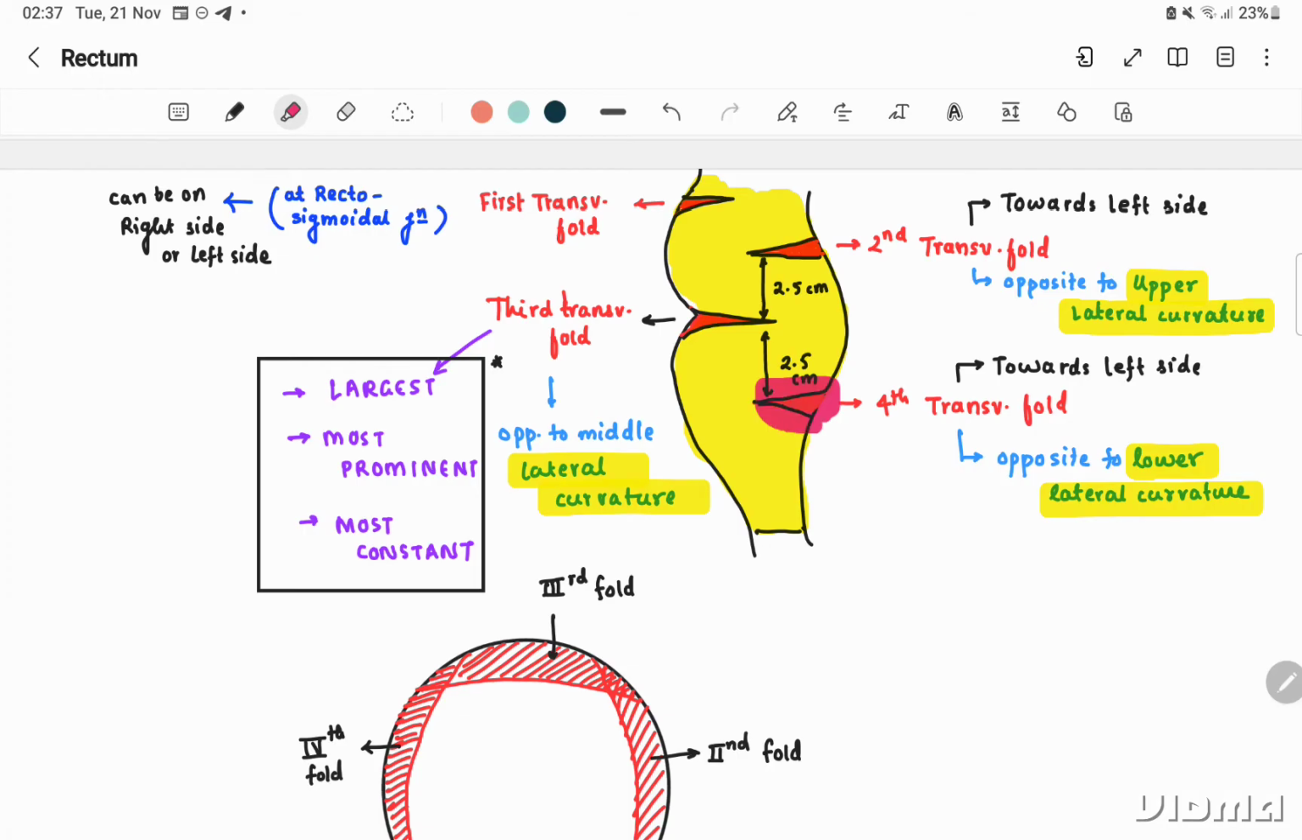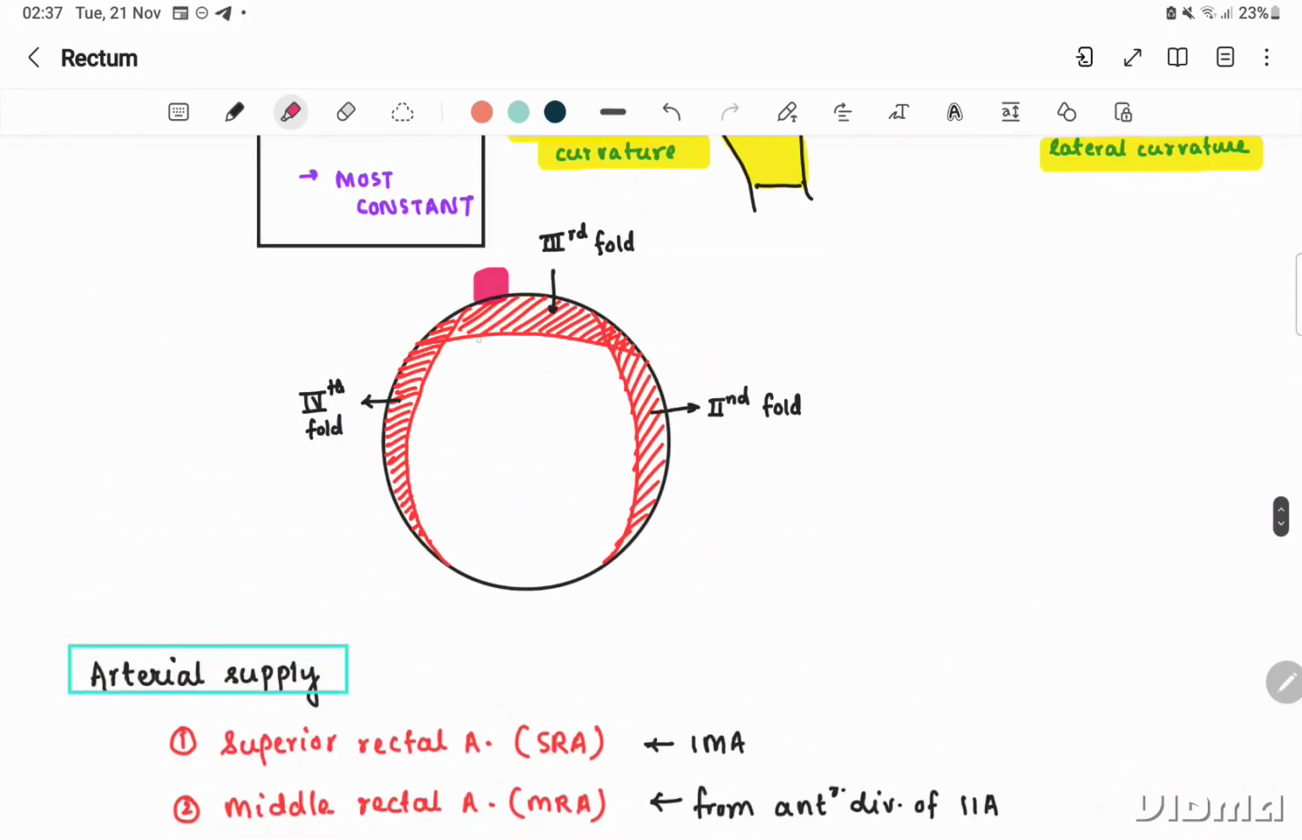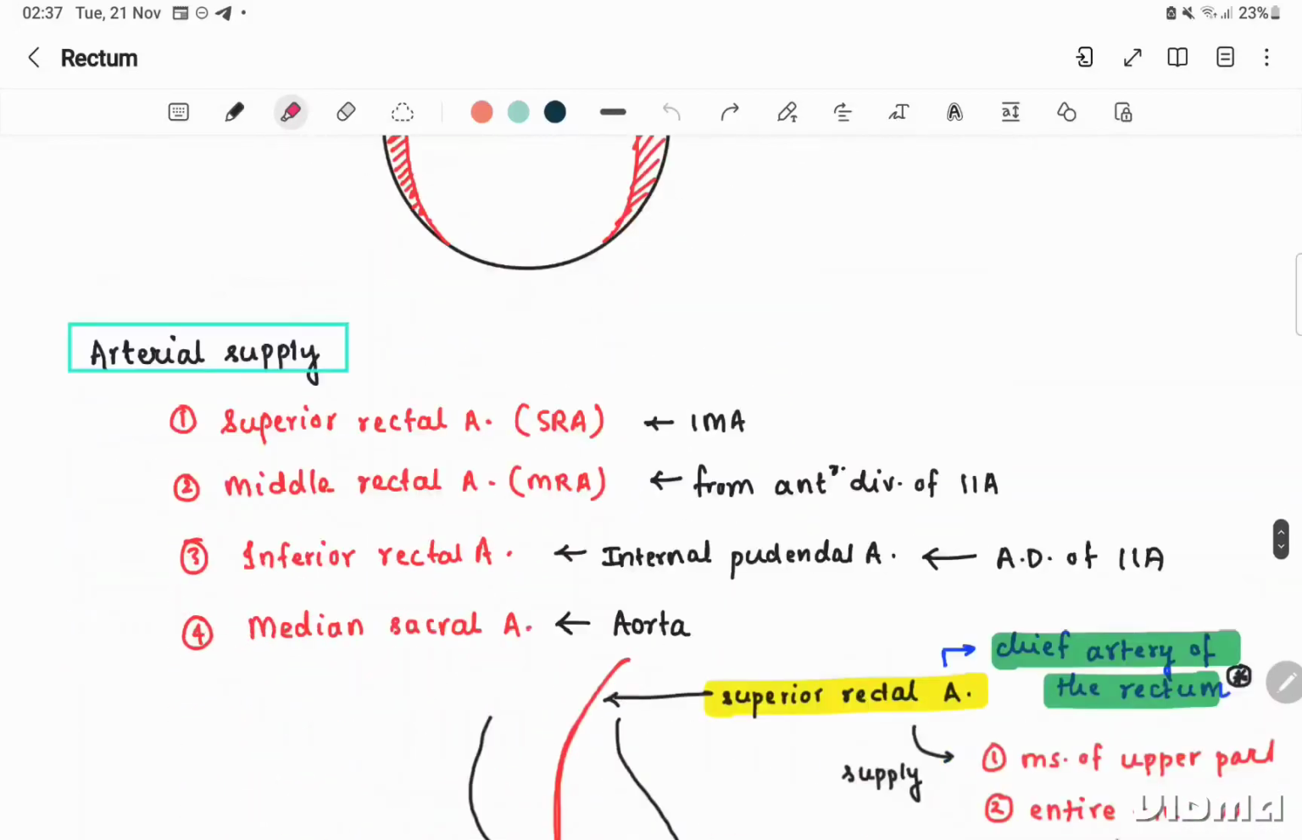And the fourth transverse fold is opposite to the lower lateral curvature. This is the lower lateral curvature. These distances are constant: between the second and third, 2.5 cm, and 2.5 cm between the third and the fourth. So these folds are present like this, the third fold like this, the second fold, and the fourth fold like this, if you see a transverse section.